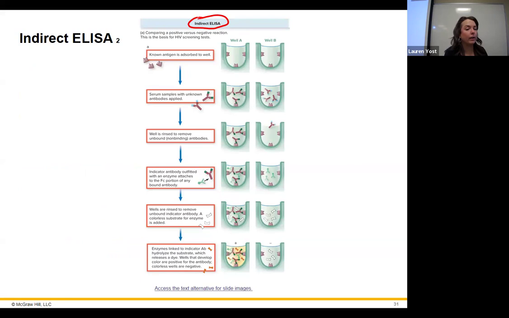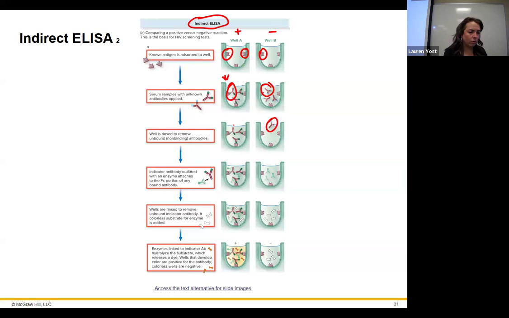So here is a pretty good example going back through to remind us how the indirect works. One side is going to end up being positive, and the other side is negative. So we add our known antigen, let's say, to HIV. And that's going to stick inside of there. We add the patient sample. Does the patient have HIV or not? If it does, over here on this side, we see it binding with the antigen. If it doesn't, has other rando antibodies, it's not binding. So when we wash it out, it gets rinsed out, right? We wash this out, it still stays because it bound.